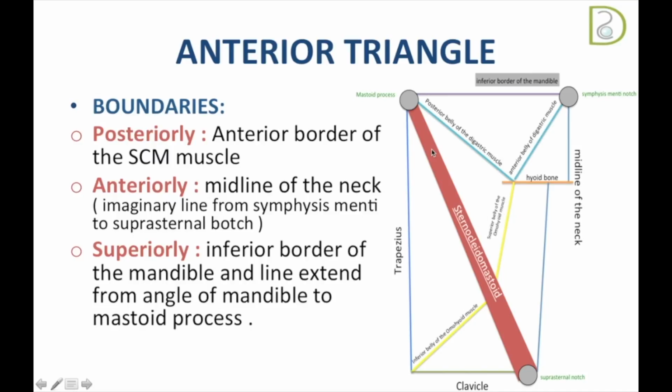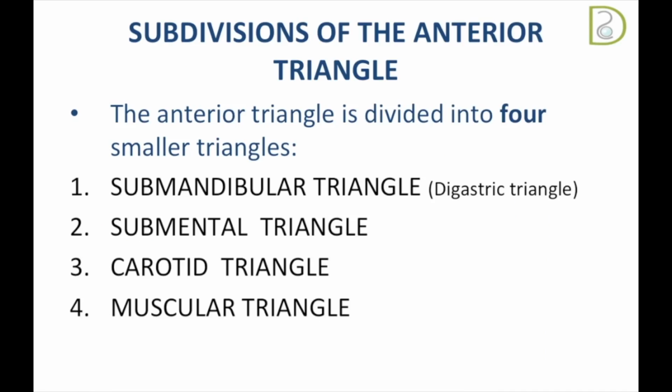Let's move to the anterior triangle. For the boundaries of the anterior triangle: posteriorly we have the anterior border of the sternocleidomastoid muscle. Anteriorly we have the midline of the neck, which is an imaginary line extending from the symphysis menti to the suprasternal notch. Superiorly we have the inferior border of the mandible and a line extending from the angle of the mandible to the mastoid process. The anterior triangle is divided into 4 smaller triangles. We have the submandibular triangle, or digastric triangle. Also we have the submental, carotid, and muscular triangles.